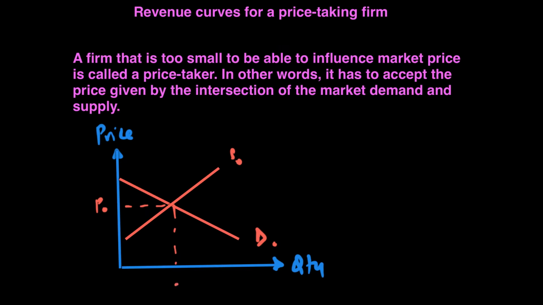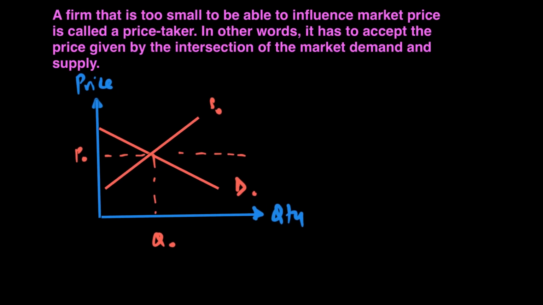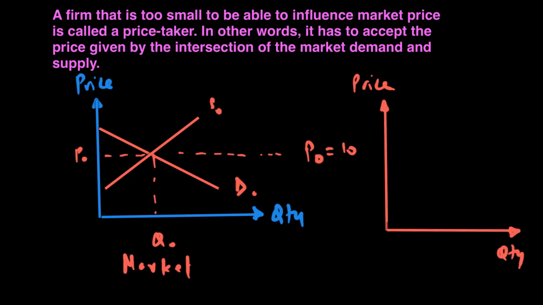This price will be taken by the firm. So I'm looking at the market, and this price will be taken by the firm. Let's call it P naught, and let's say that P naught is $10. That price is taken by the firm, and that will be the firm's demand curve. So my demand curve will look like a horizontal line at the price of $10.